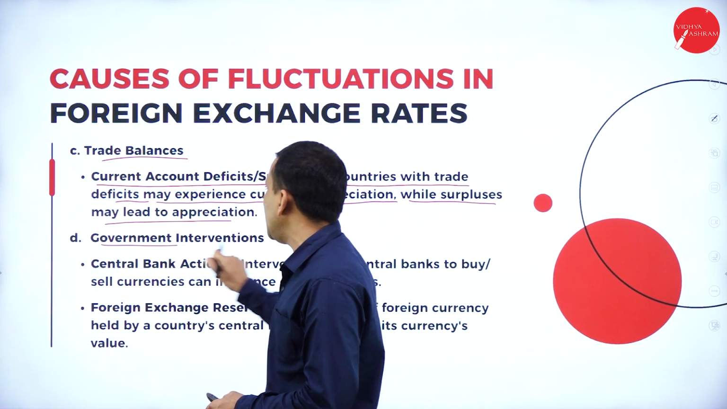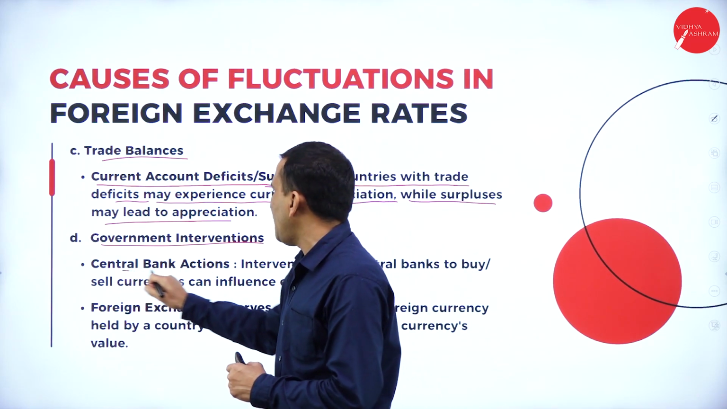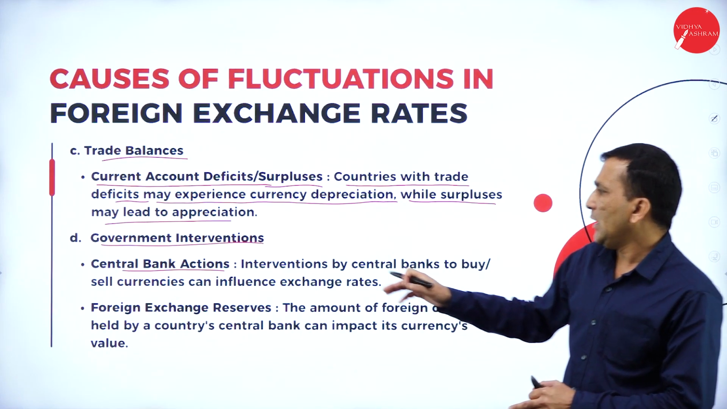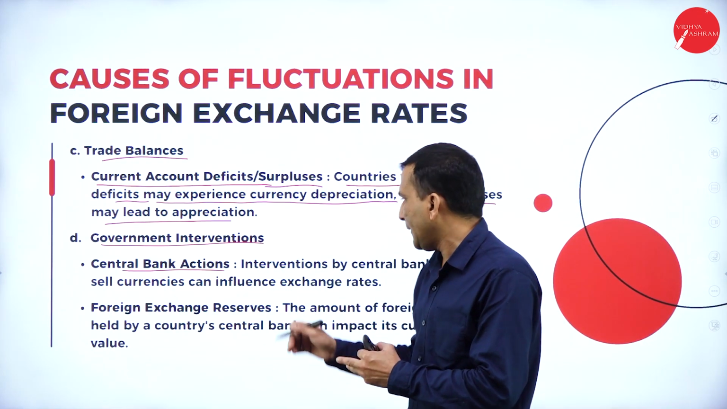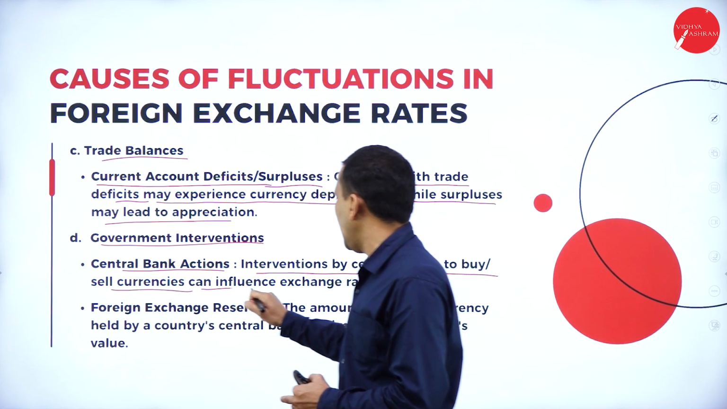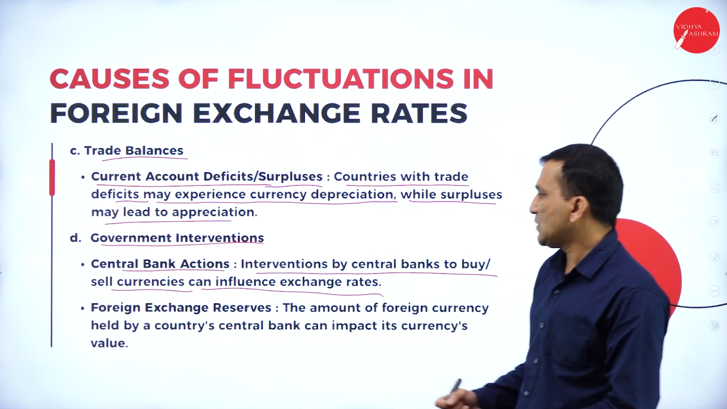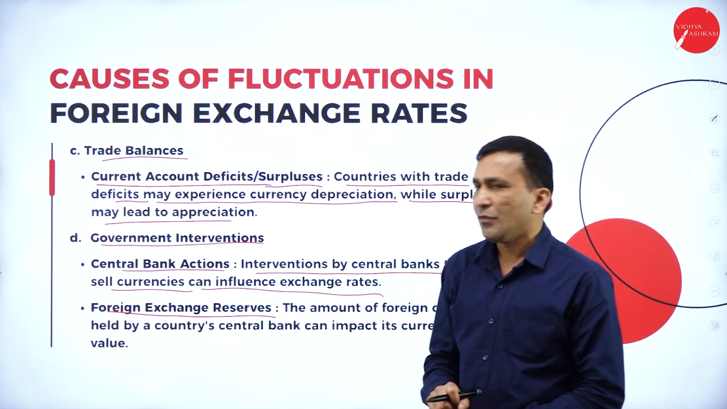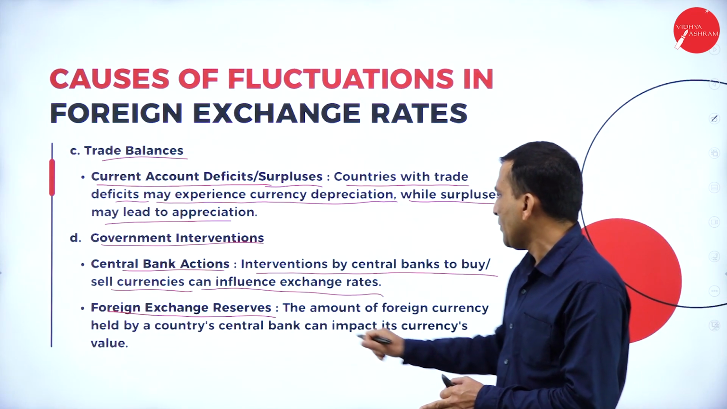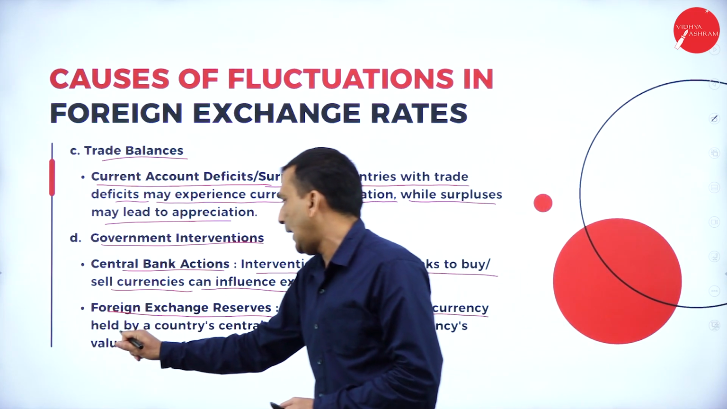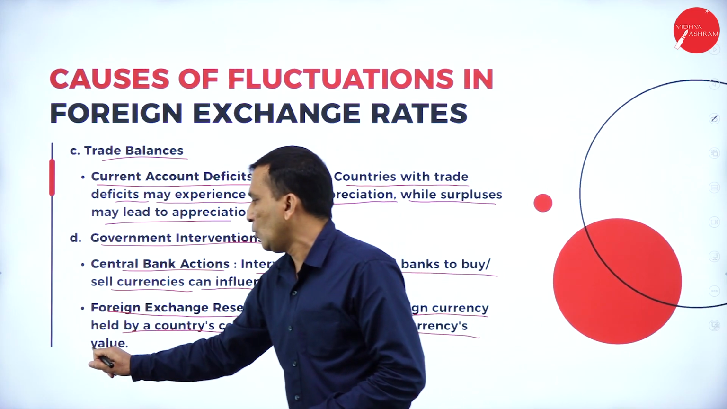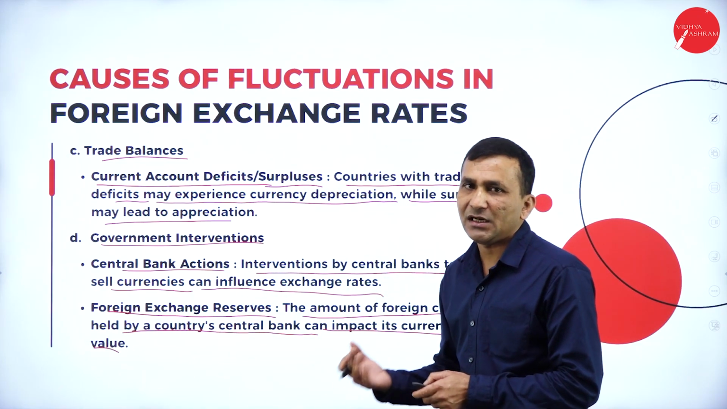Next one, government intervention. Here, the central bank action. In India, the central bank is the RBI. Intervention by the central bank, buying or selling currency, can influence the exchange rate. Next one, the foreign exchange reserve. What exactly does any country want to reserve, based on the currency. The amount of foreign currency held by the country's central bank can impact the currency value. What percentage the central bank holds.